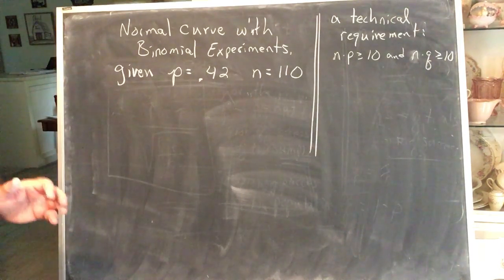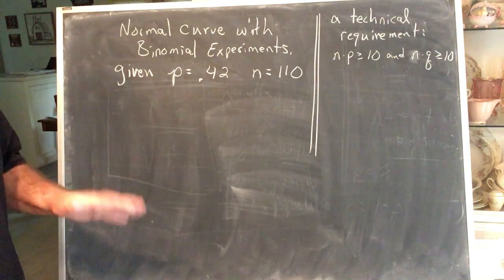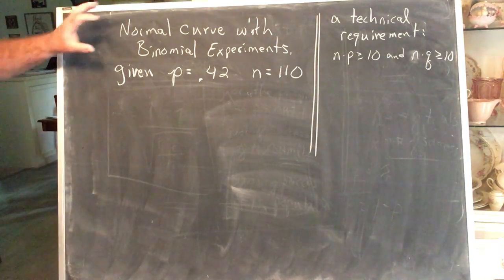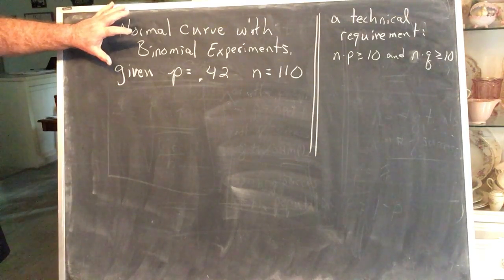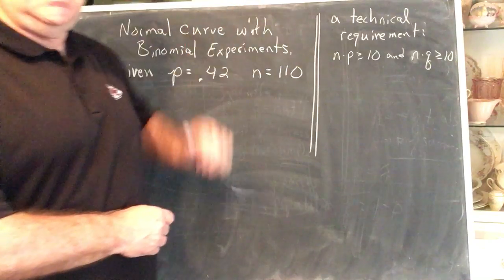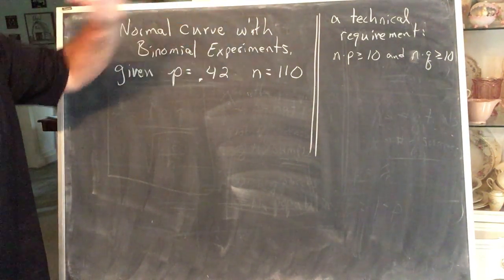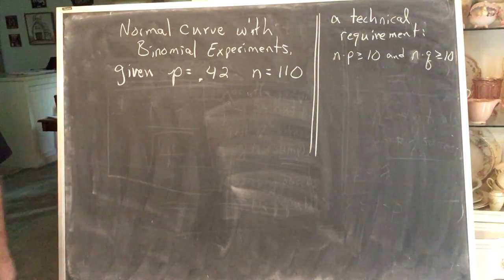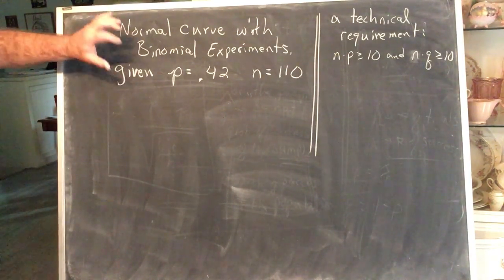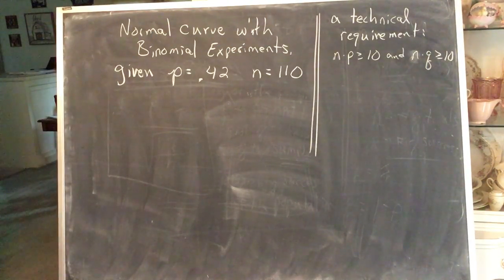That's the last I'm going to discuss about this notion. For our purposes, for the rest of this semester, anything I give you, you may assume these two conditions have been met. And so any problems in the text that have not met those conditions, I will take out of that assignment. And so for our purposes, we may assume that these two conditions have been met and that you're good to go working the problem using the normal curve with binomial experiments.